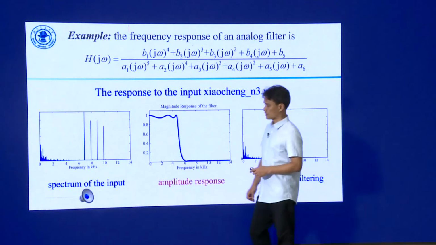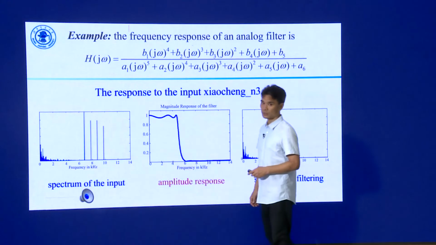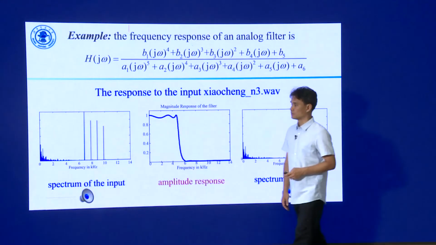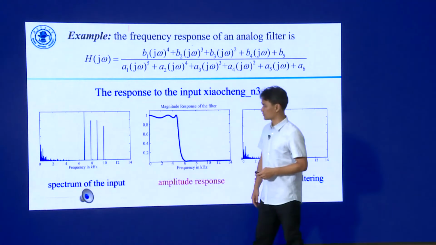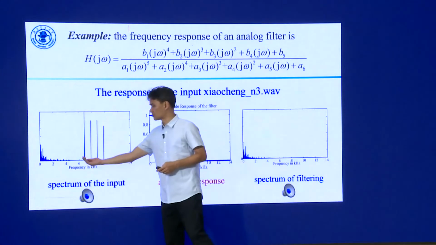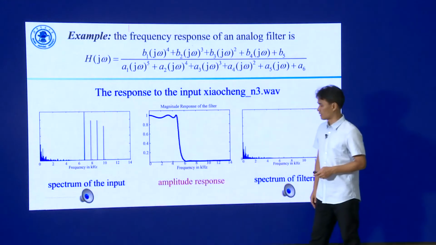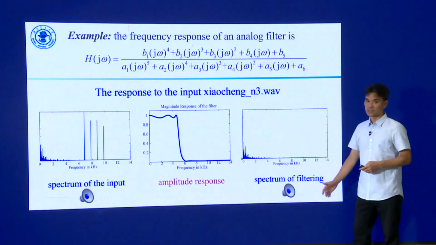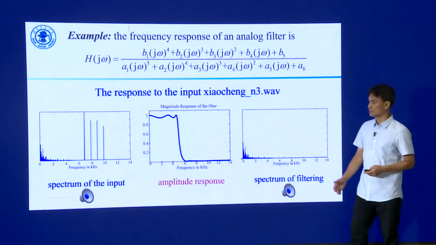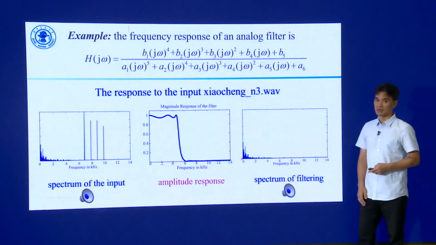And if this is the input, you may hear there's some noise inside it. And if that signal, with the spectrum shown here, passes through this low pass filter, you may see the noise part will be filtered out. And here is the resulting signal. Apparently, the noise is removed.